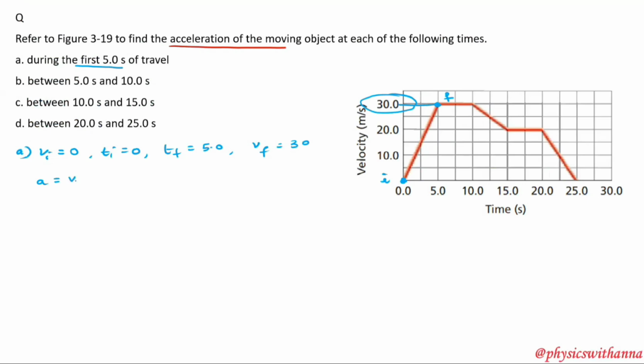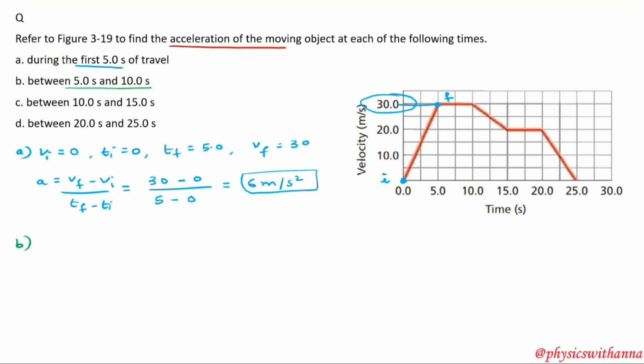Acceleration A is V final minus V initial over T final minus T initial, which is equal to V final is 30, V initial is 0 over T final 5 minus 0, which will be 6 meter per second squared. Then in part B, we have to find acceleration between 5 seconds to 10 seconds. So 5 seconds to 10 seconds lies over here on the graph. So this will be my initial and this will be final.